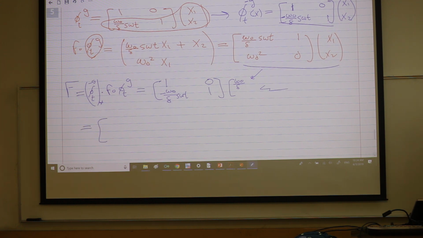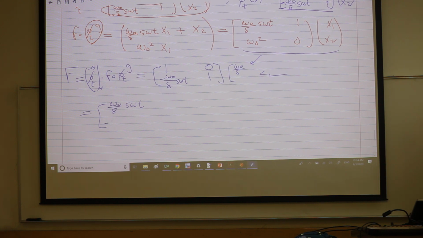So this is, let's do it together. So we have omega naught over delta sine omega t and negative omega naught squared over delta squared sine squared omega t, right, plus omega naught squared, and here is 1 and here is what? Negative omega naught over delta sine omega t. Do it at your own pace, that's fine. This is your F of t and x.